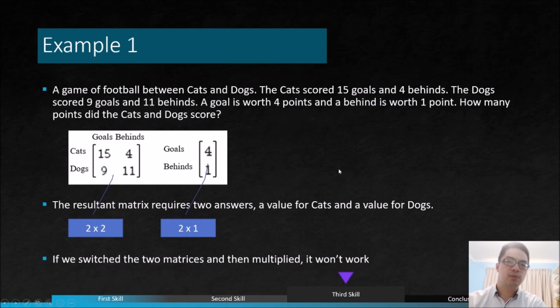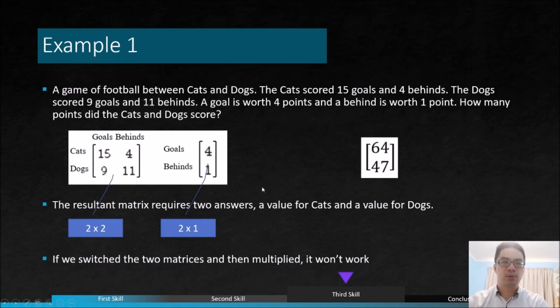Now if we switch the two matrices, it's not going to work. So if I multiply this out, we get a 2 by 2 matrix multiplied by a 2 by 1 matrix. Our resultant will be a 2 by 1 matrix, which gives us the correct answer. However, if I switch them around, I'm going to get a 2 by 1 matrix multiplied by a 2 by 2 matrix. That's not going to be defined. So you can use that to check a bit of common sense as well.